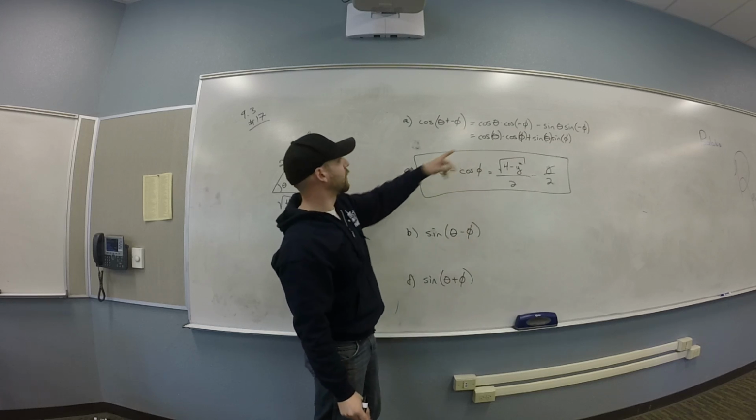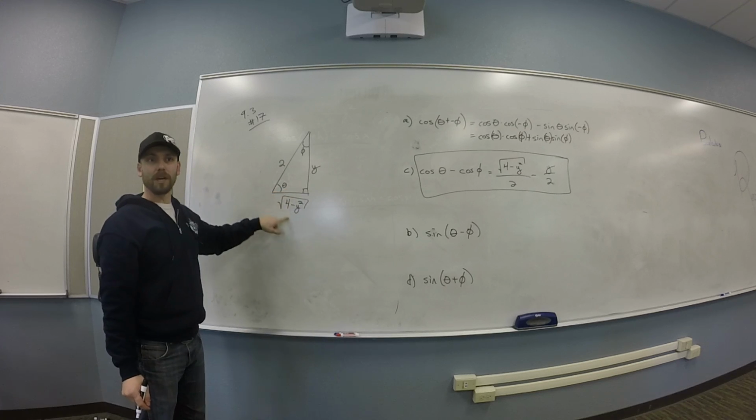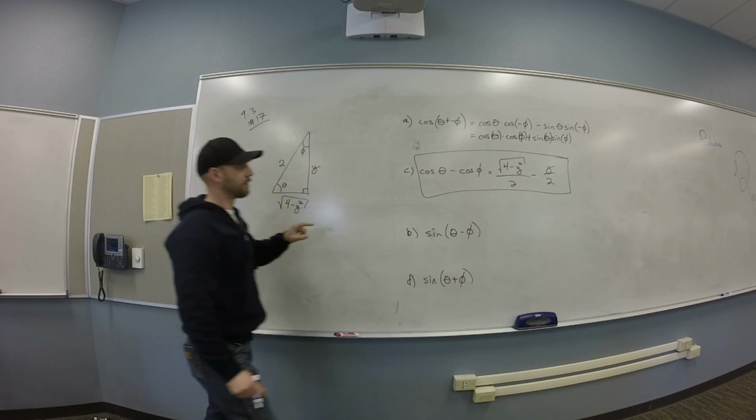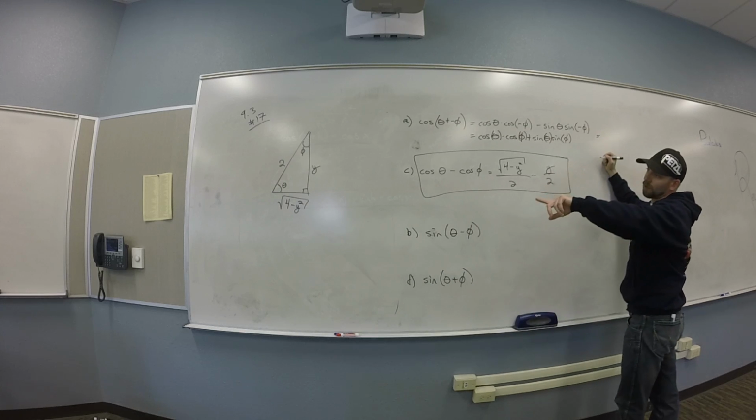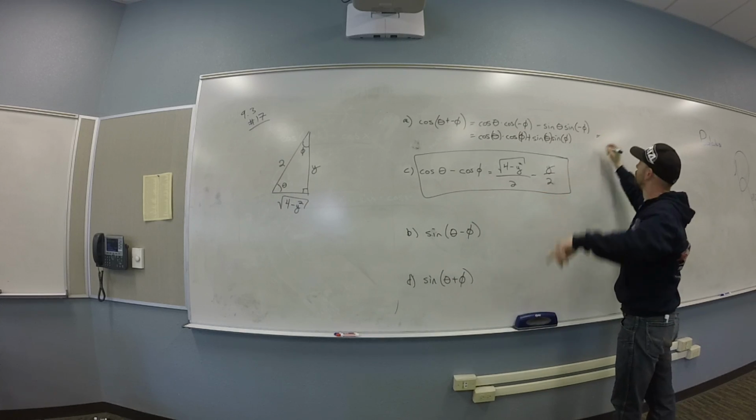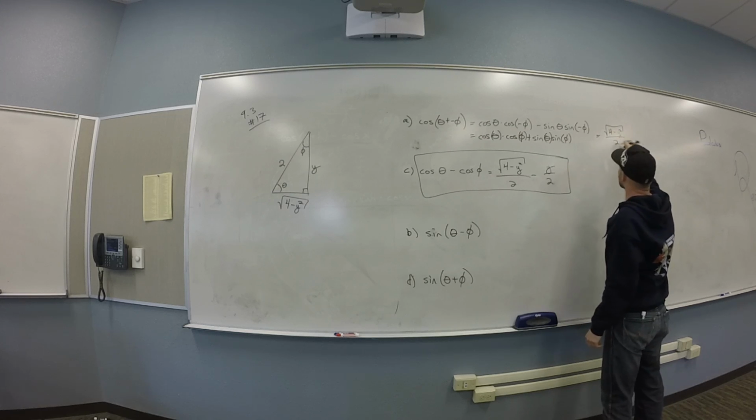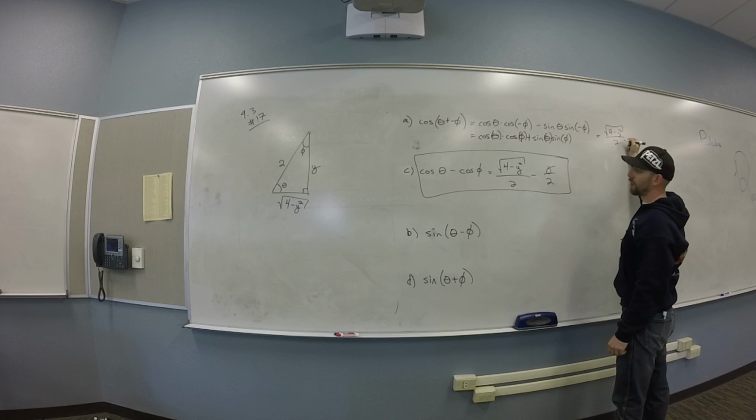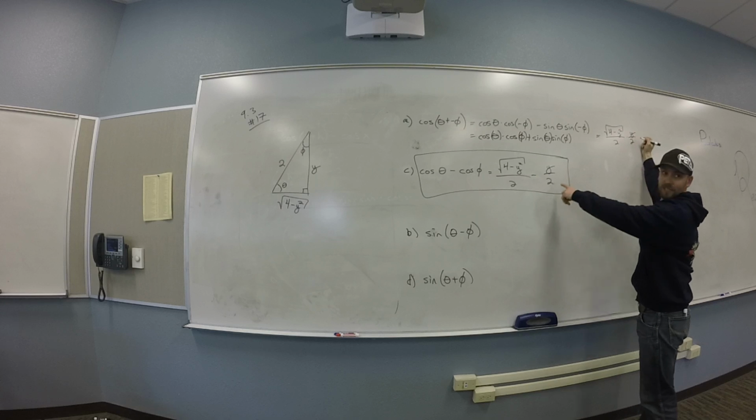And now I can plug in the bits. Cosine of theta is something I know about. Cosine of theta was the square root of 4 minus y squared over 2. And the cosine of phi was y over 2.